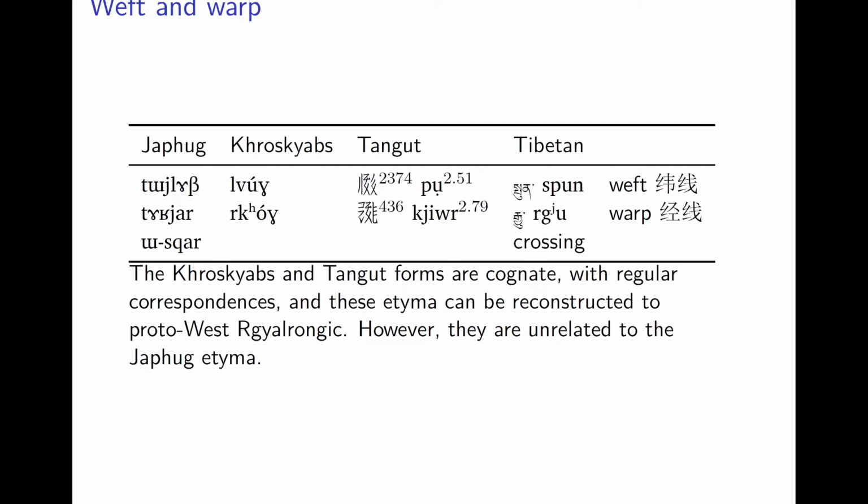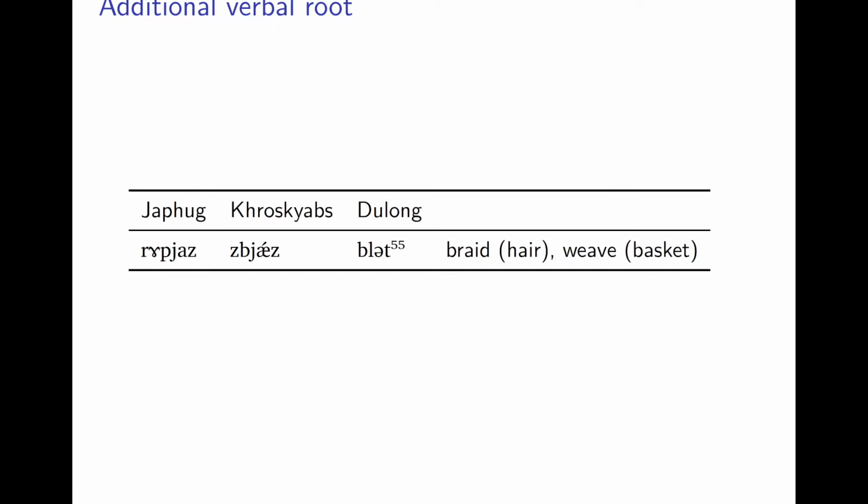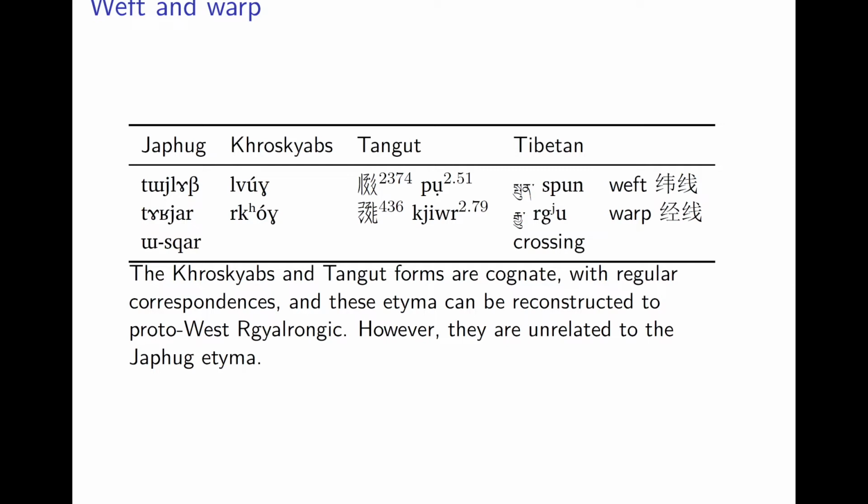Now, apart from these verbs, which are much older than Rgyalrongic, which kind of vocabulary do we have? Well, there are, of course, the important elements of the loom, the threads themselves, the warp and the weft. So jingxian and weixian in Chinese.